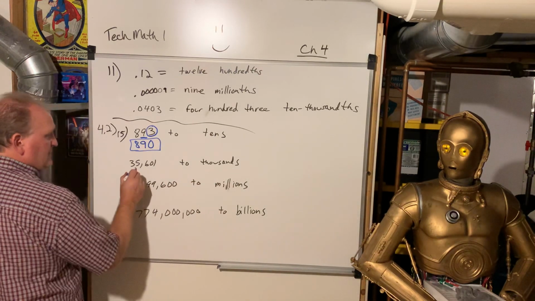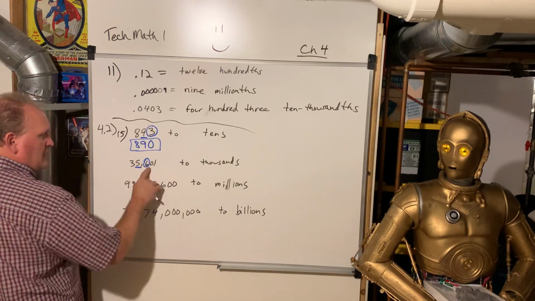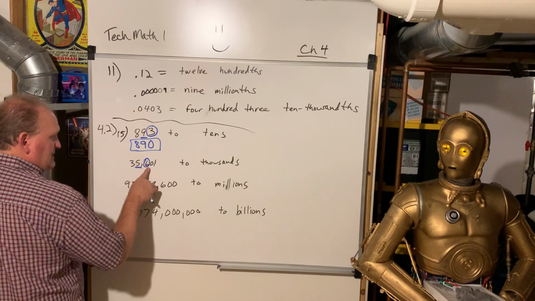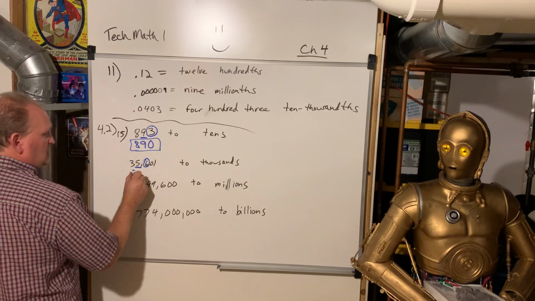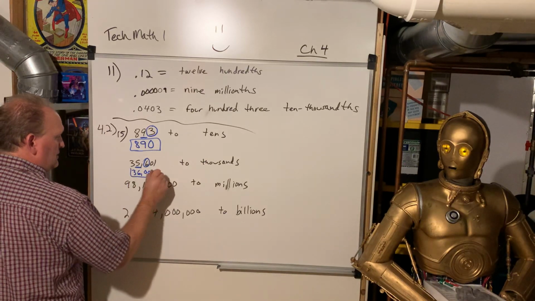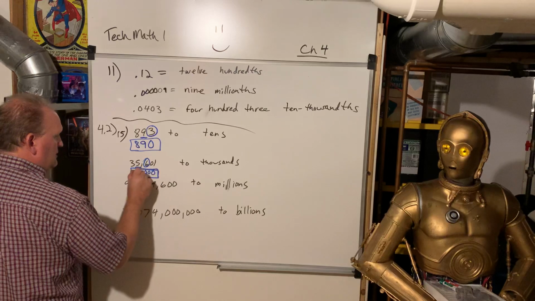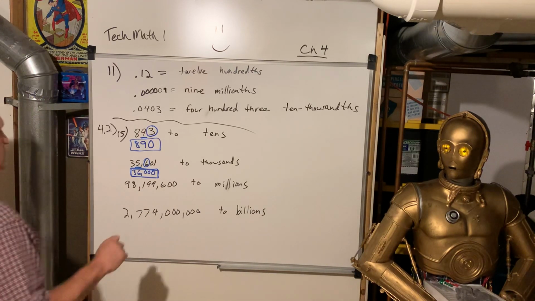Round to thousands place. So we're looking at this number, and this is the judge and jury right here. So we got the 6, that if it's 6, 7, 8, or 9, that gets bumped up. So this becomes 36,000. All right. Let's take a look at this.